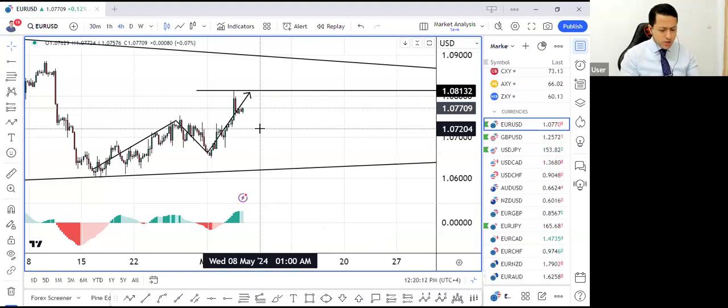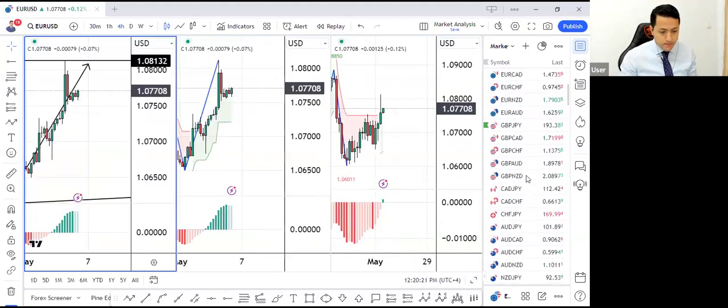So it's pretty much nothing more than what we said on the dollar index. However, it's on the opposite side.